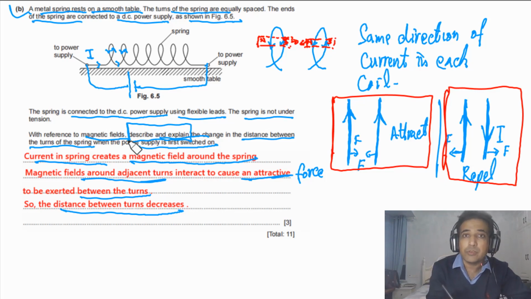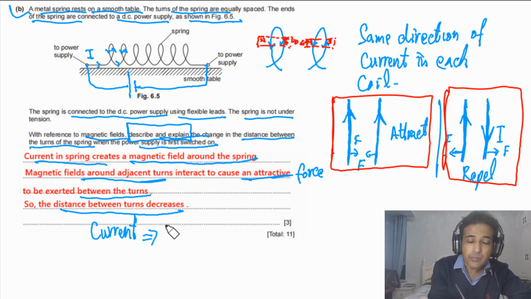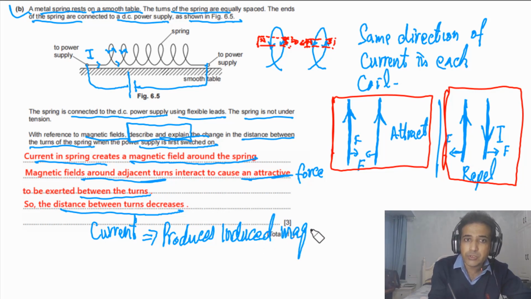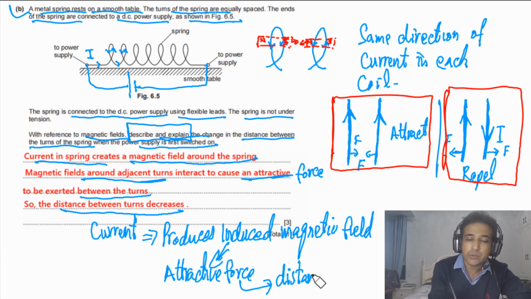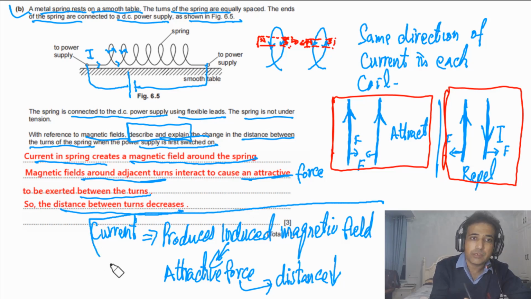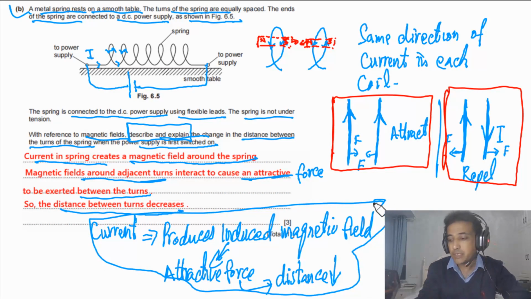So it is a very simple concept. You can also write it down like this: current produces induced magnetic field, or simply you can say induced magnetic field in each turn. I'm just writing in detail, and that causes attractive force between turns and the distance decreases. So this is the main concept. I hope it makes sense.